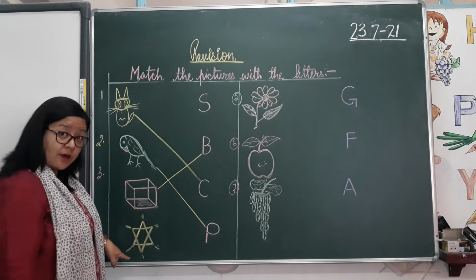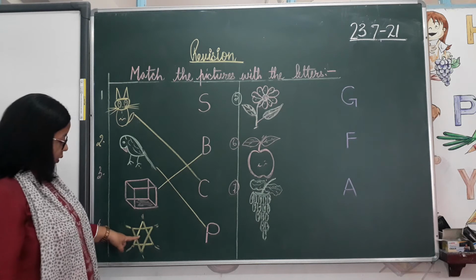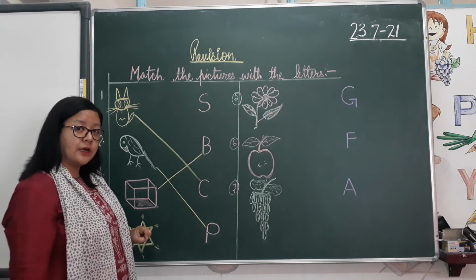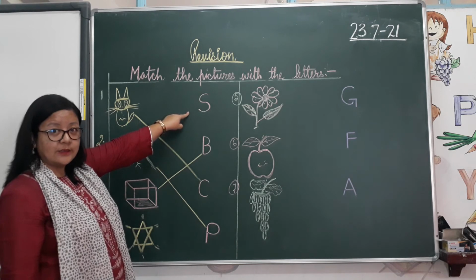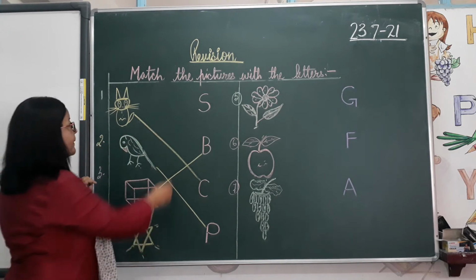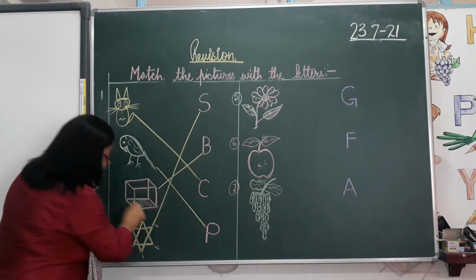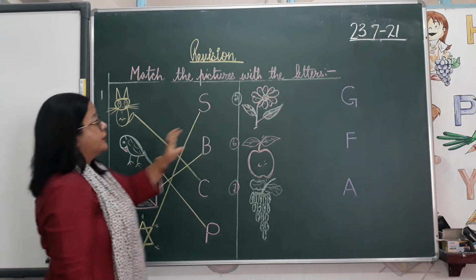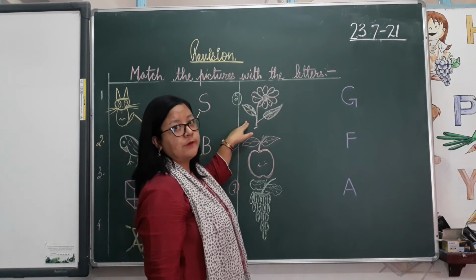Now, what picture is this? It is a star. Now, what is the first letter of star? S. There's only one letter here. S for star. Let's match them, okay? S for star.